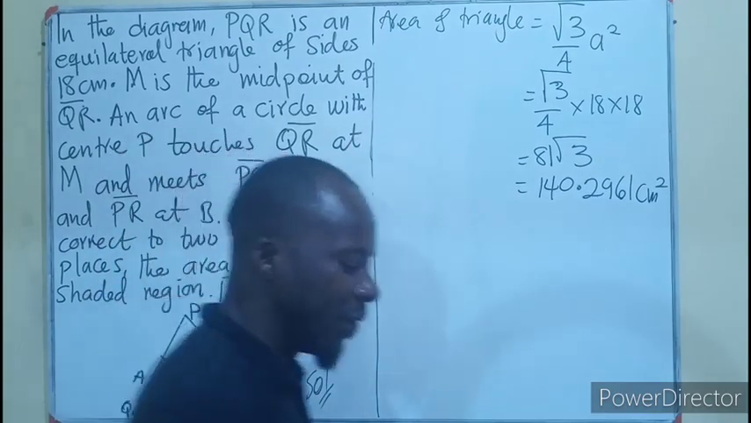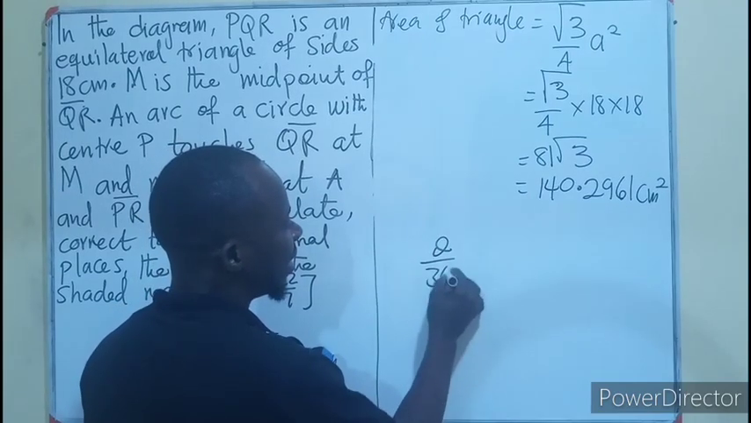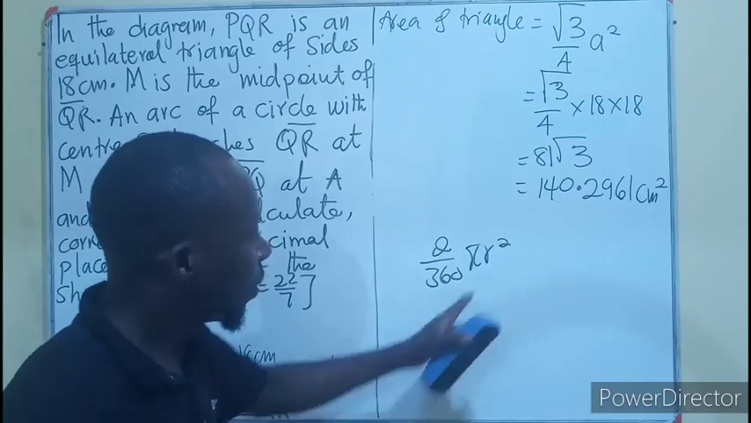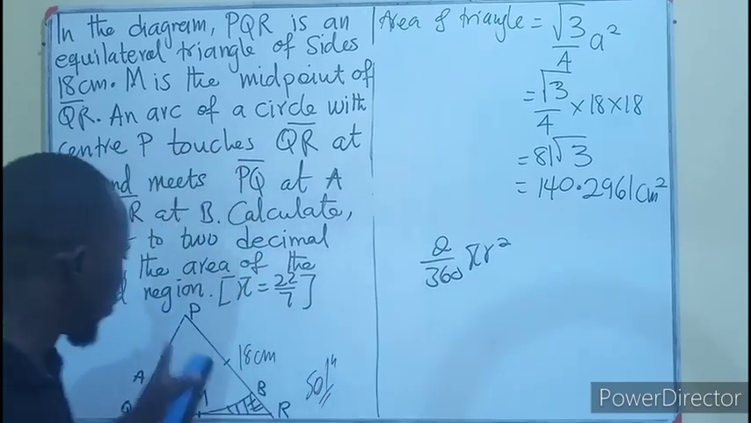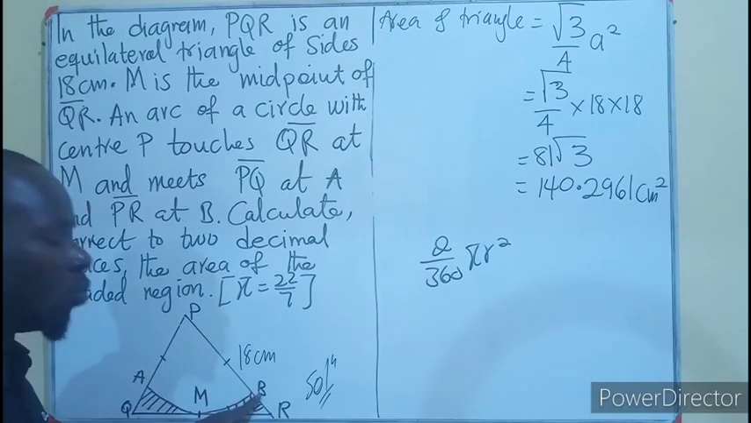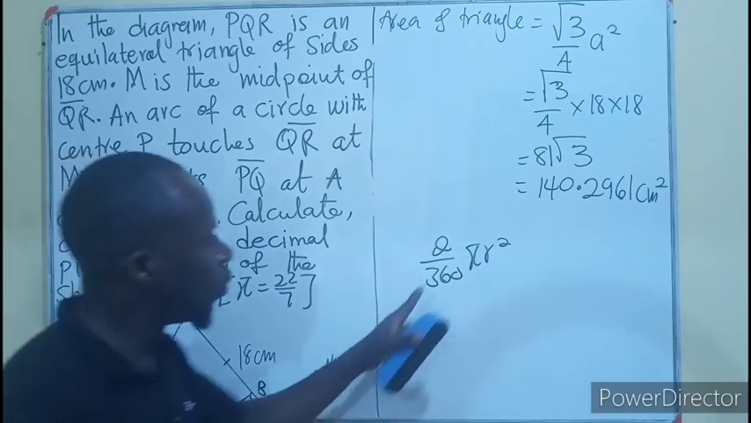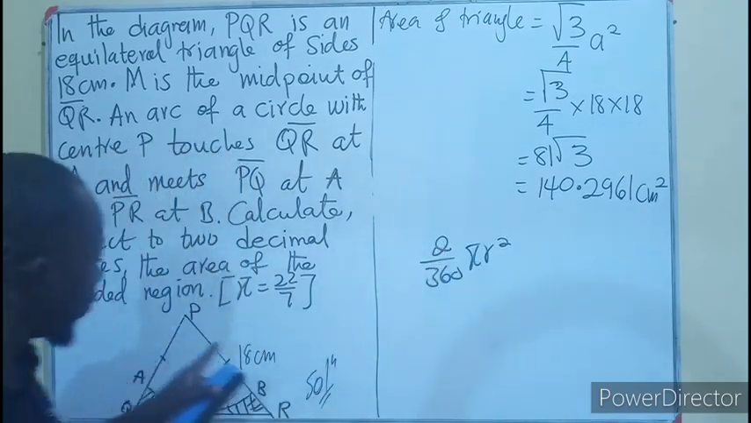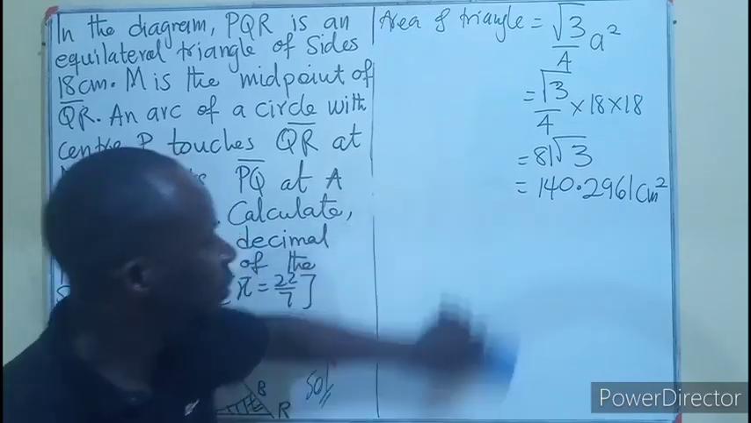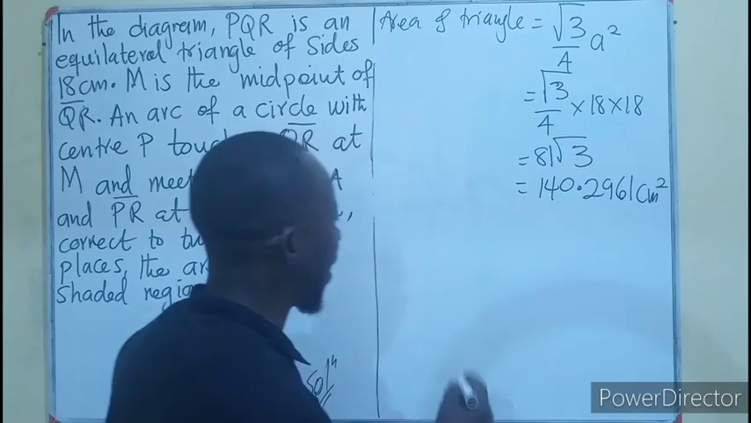We know the area of a sector is given by theta over 360 times pi r squared. The r we need, we don't have it, because we need from P to B, which is not known. It is only from P to R that is known. We also need the angle formed at the center, which is also not known. So we need to find that before we can think of finding the area of the sector.